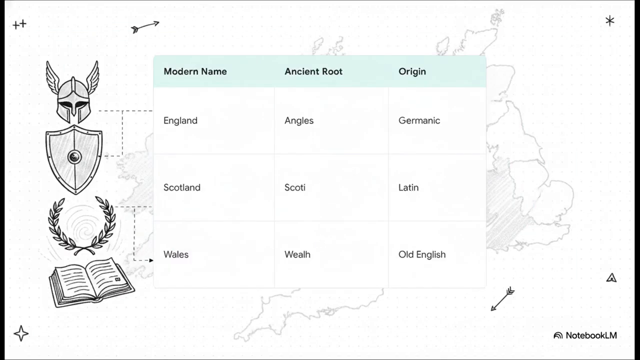And this right here is like our own personal etymological time machine. Just look at the ancient linguistic roots. England comes from the German Angles, Scotland derives from the Latin Scoti, and Wales stems from the Old English Waelth. We're going to break each of these down, starting with the absolute oldest known name for the primary island itself.